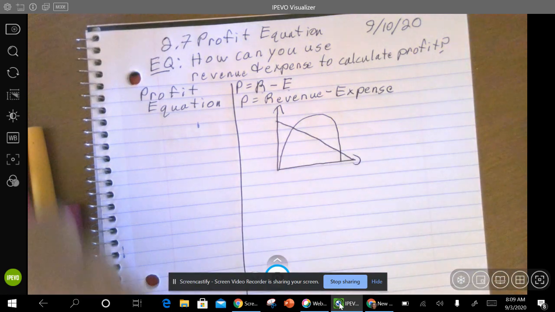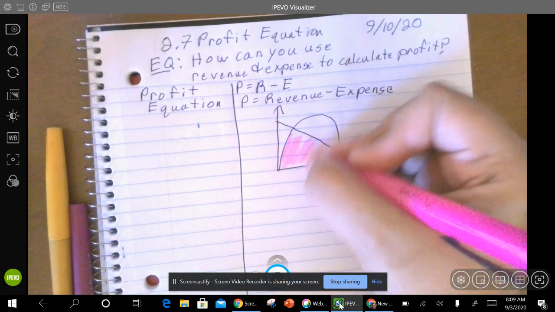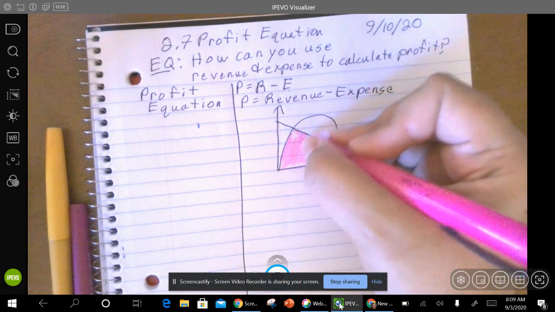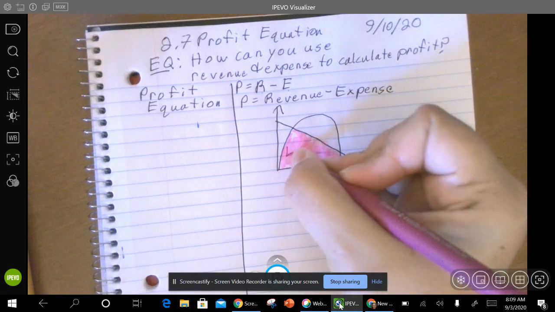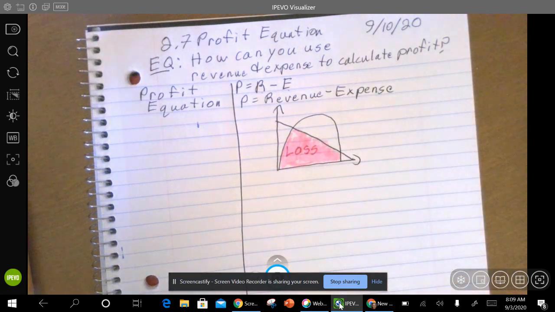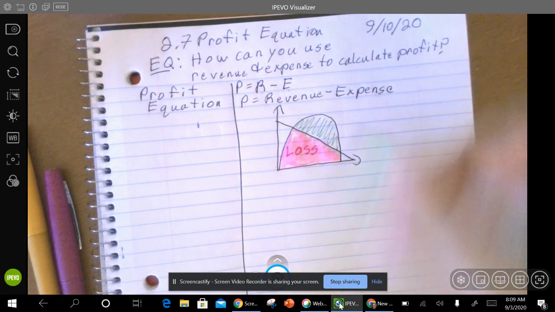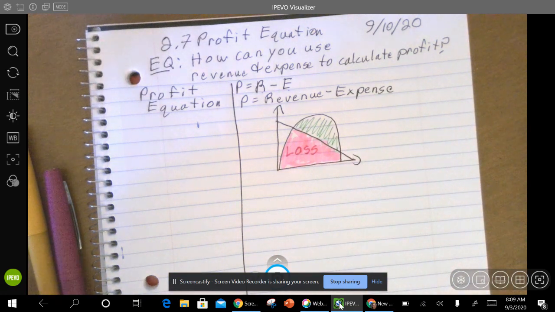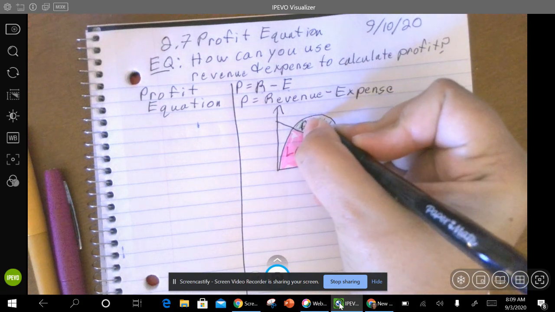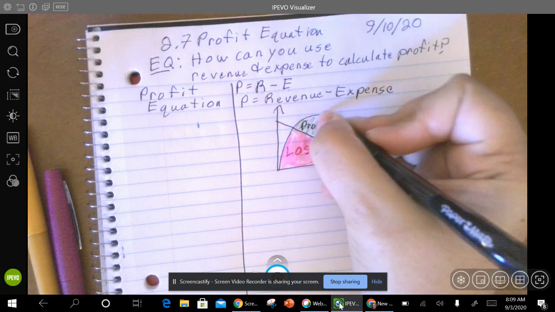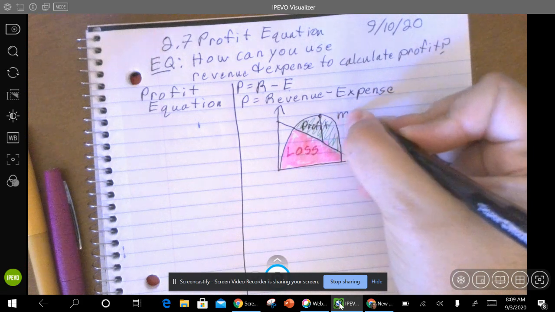Okay, so again, everybody remember, if the company is losing money, their revenue is going to be less than their expenses, so that would be a loss. If the company is making more, then they're going to be making a profit. Okay, maximum profit is going to be here. We have like the longest line.